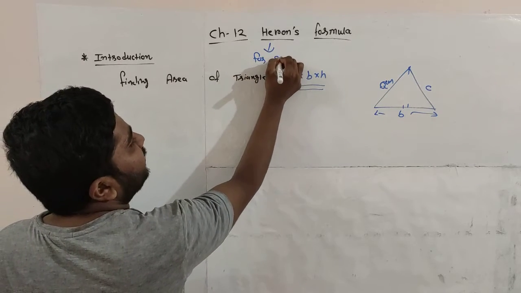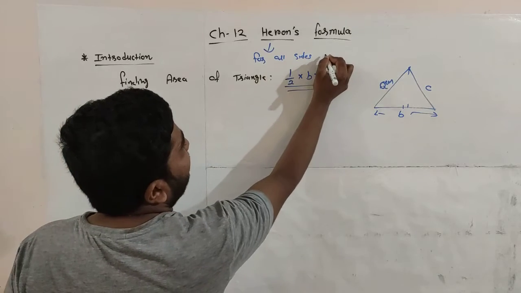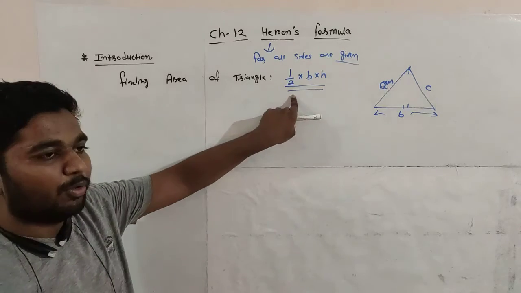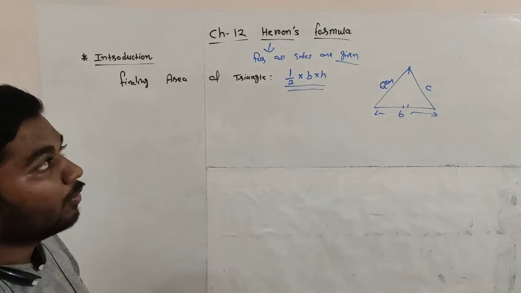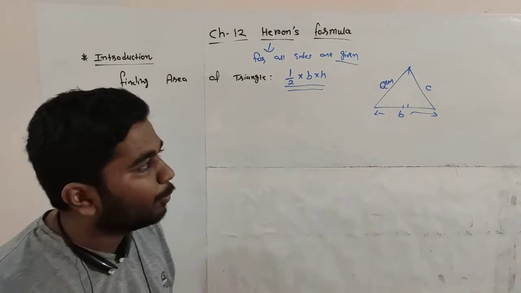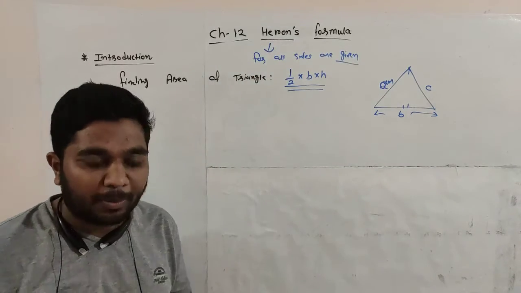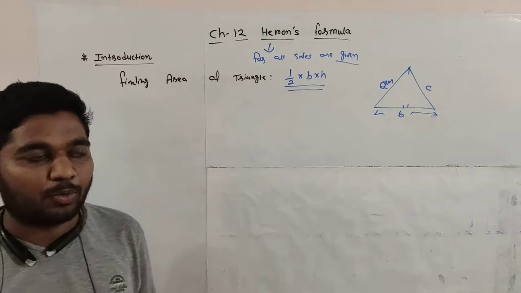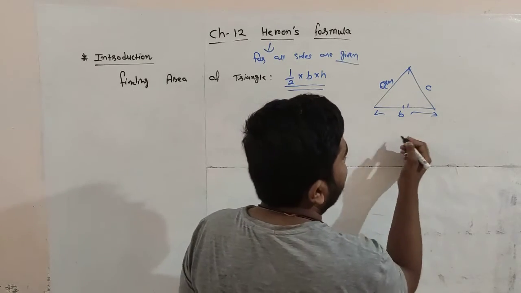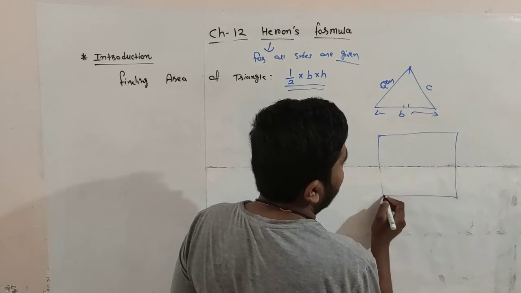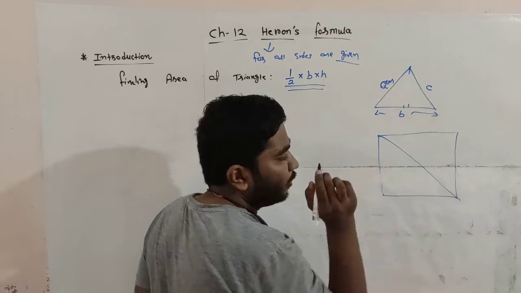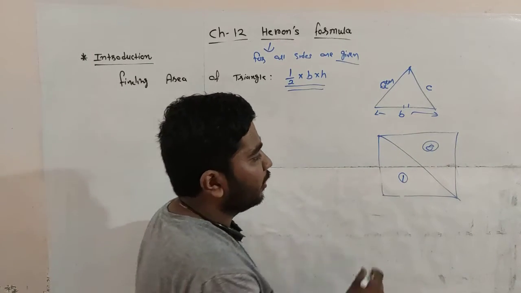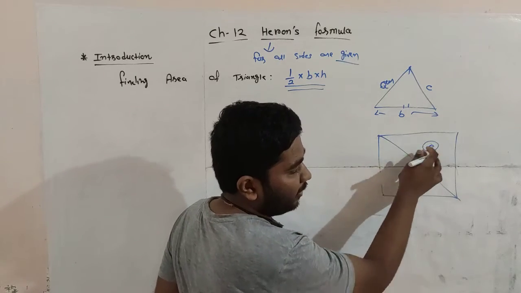When all sides are given, at that time we cannot find the area using the formula half into base into height. So we need a separate formula. That separate formula was derived by Heron, one of the famous mathematicians. So from his name we say this is Heron's formula. And not only for a triangle, we can use this for a quadrilateral as well. When we divide it into two parts, so this is one triangle and this is a second triangle, at that time also we can find the quadrilateral's area by adding these two.